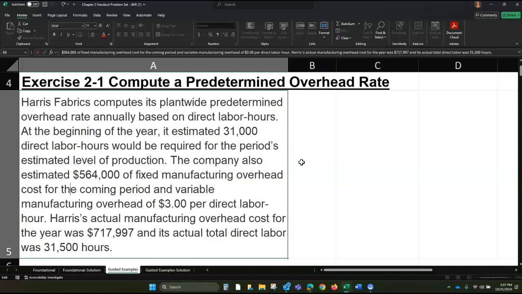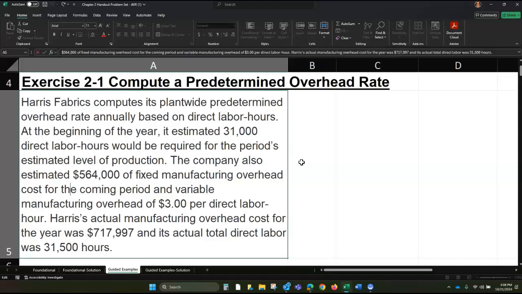All right. So the company also estimated $564,000 of fixed manufacturing overhead costs for the coming period. Okay. So again, if you're having trouble with that one, that whole fixed manufacturing cost is basically maybe the couple of IT folks at the factory, a couple of accounting folks at the factory, the general manager, the assistant general manager, the general manager's secretary, assistant person. You with me? Okay, so that's all that fixed manufacturing overhead. Then we've got variable manufacturing overhead.